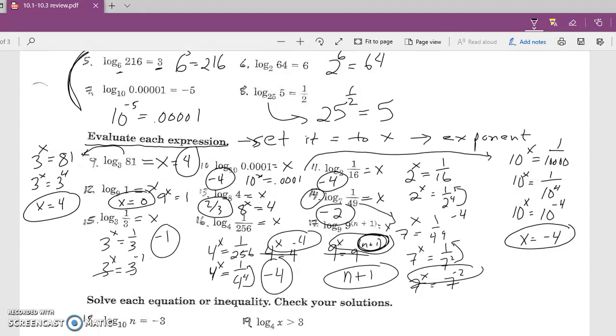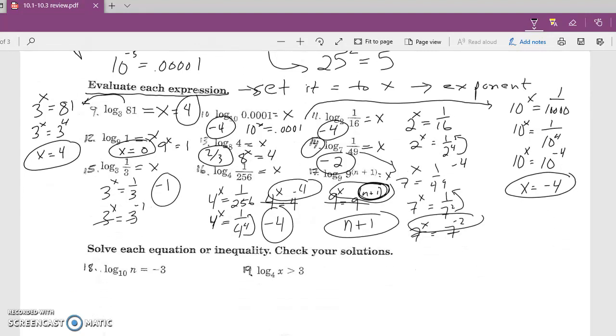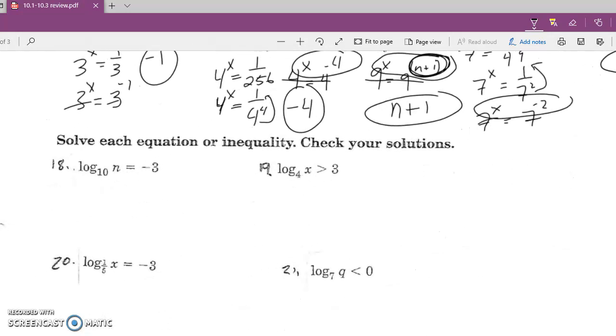Okay, hopefully that helps you. All those problems are kind of done the same way. So I know I'm going kind of fast, but since those were all very similar to the ones I did earlier.